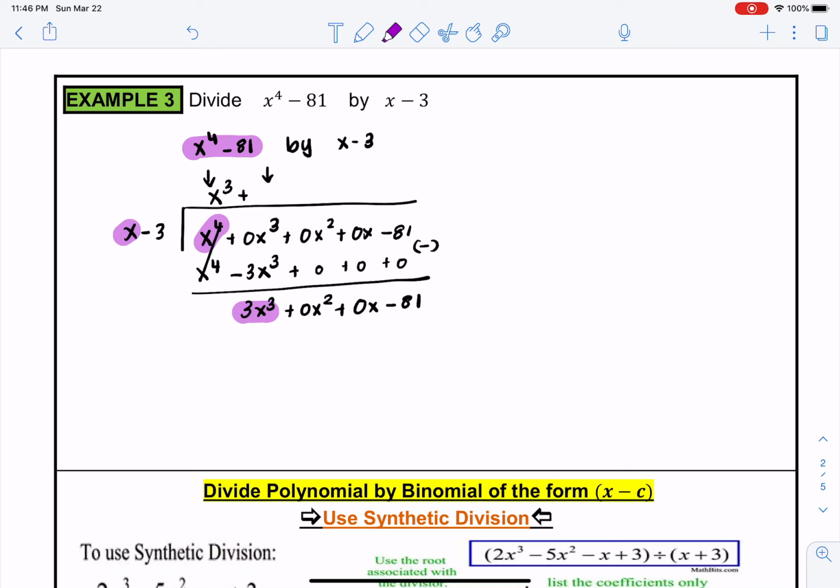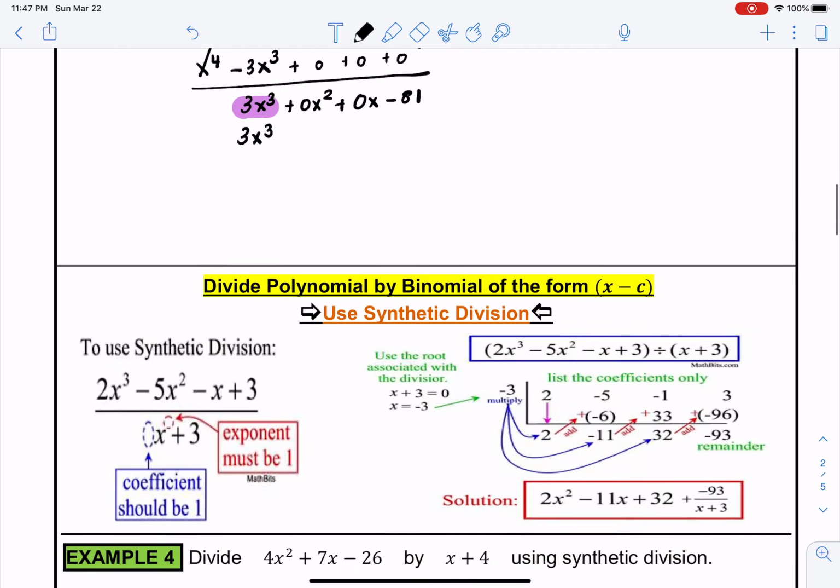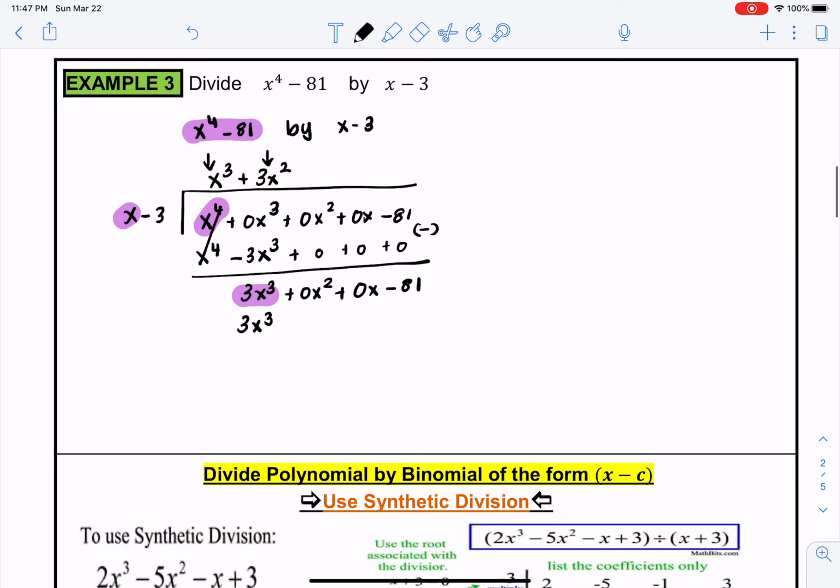Now we've got to multiply and get an expression here so that we get rid of 3x cubed. So if I multiply x by 3x squared, I would get 3x cubed. The next term, 3x squared times negative 3, is negative 9x squared. And those are the only terms we have. And when we subtract, those two would go away. 0x squared minus negative 9x squared is 9x squared plus 0x minus 81.